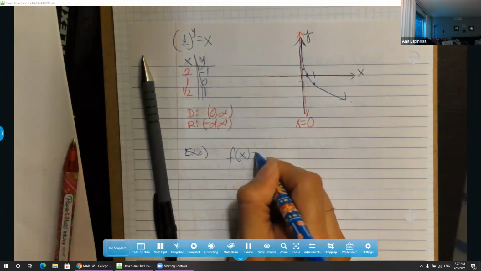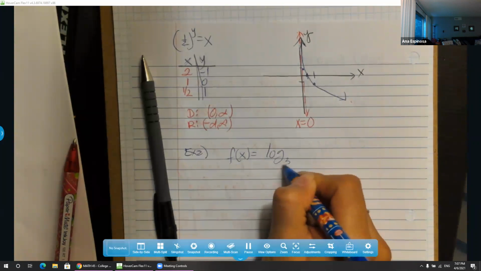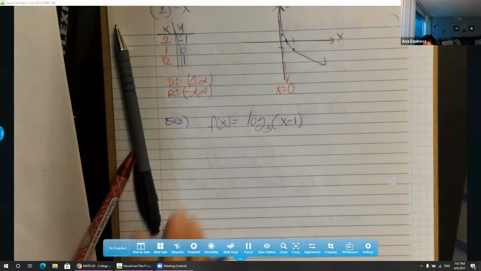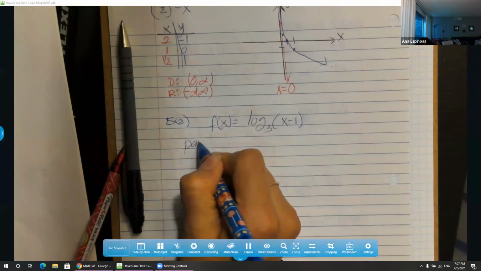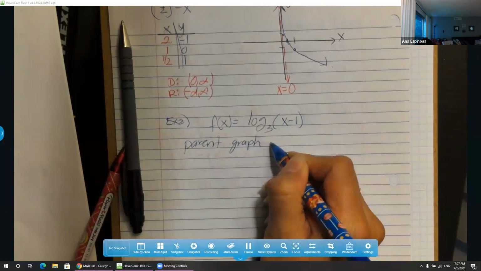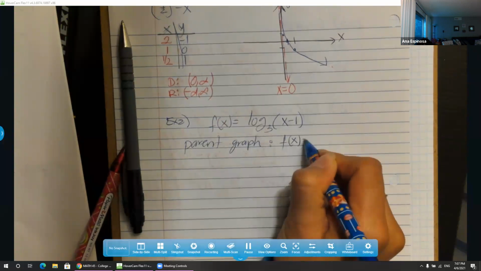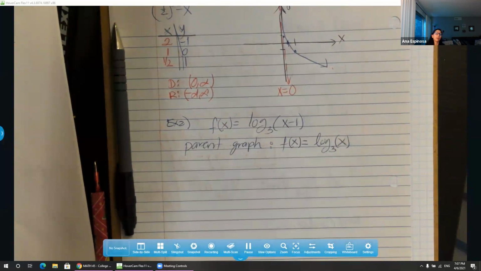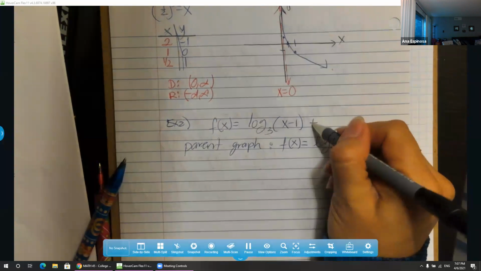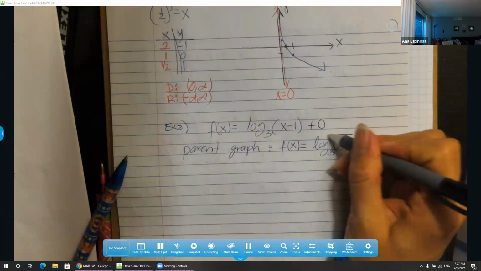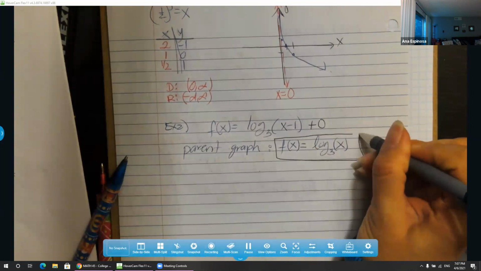f of x equals log base 3 of x minus 1. That has too many things, so I have asked for the parent graph, and that is f of x equals log base 3 of x. The parent graph is dropping the h and dropping the k. In this case, there is no k, so I'm going to put a 0, but that would be the parent graph. So what I'm going to use is this.